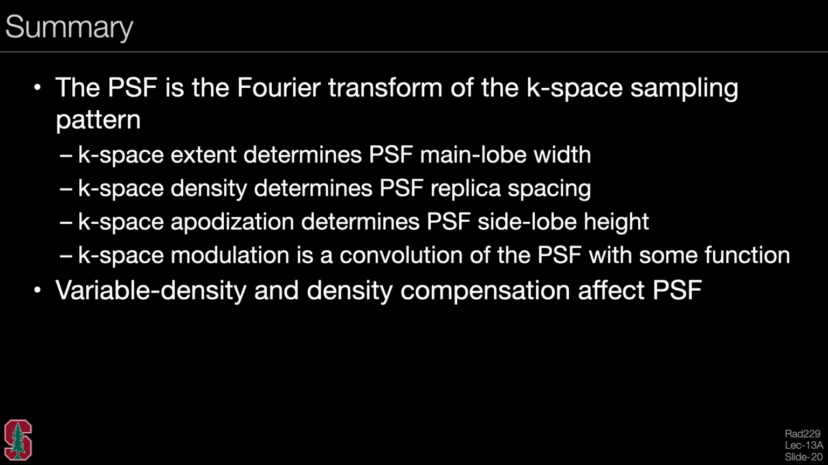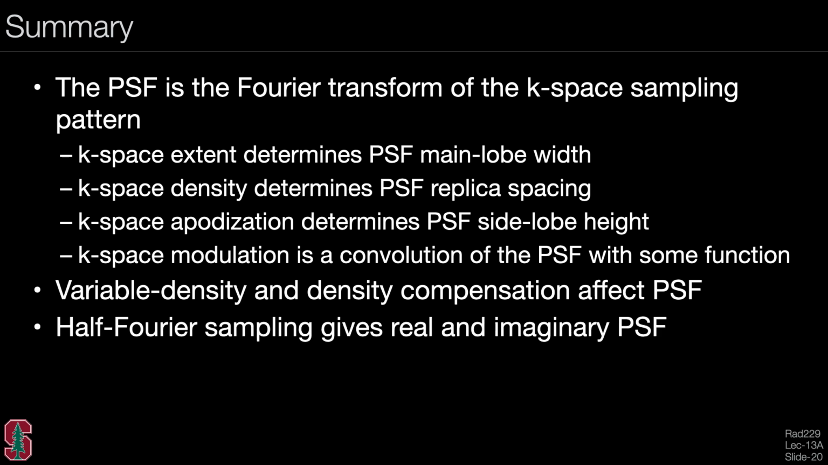We've seen that variable density and density compensation both affect the point spread function, and that half-Fourier sampling gives a real valued and imaginary valued component to the point spread function. The real valued component is a delta function, and the imaginary valued part should be considered carefully in reconstructing the signal.